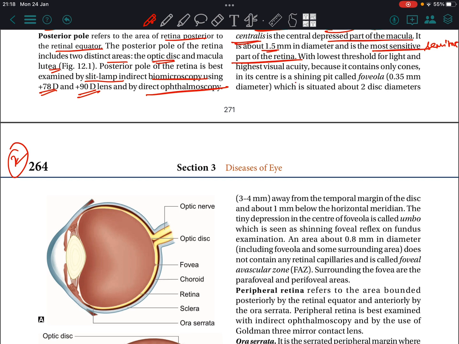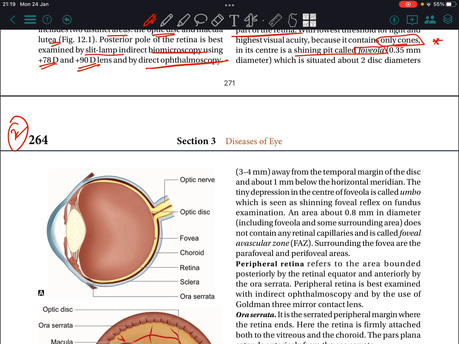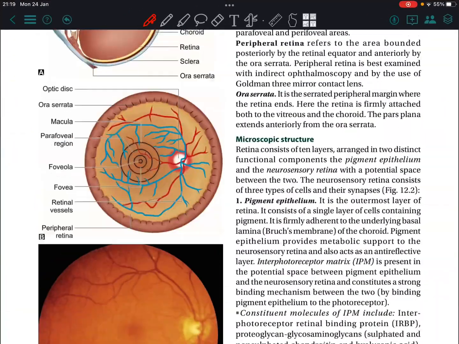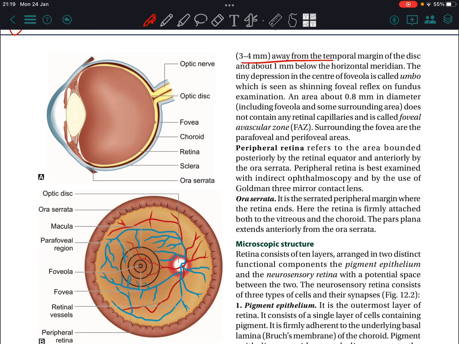In its center, there is a shining pit called the foveola, which contains only cones. It is situated about 2 disc diameters away from the temporal margin of the disc and about 1 mm below the horizontal meridian.